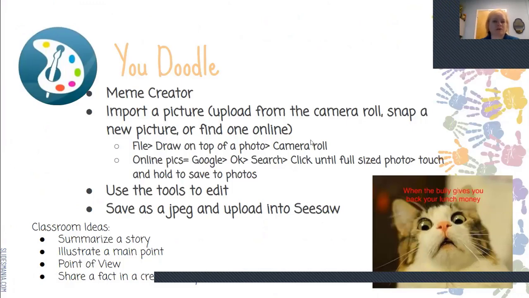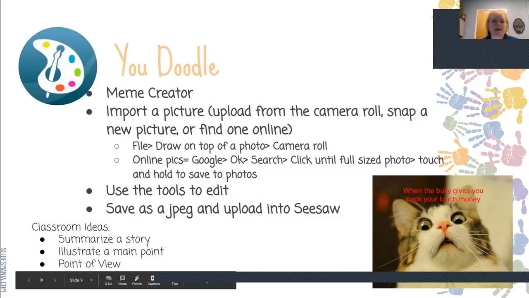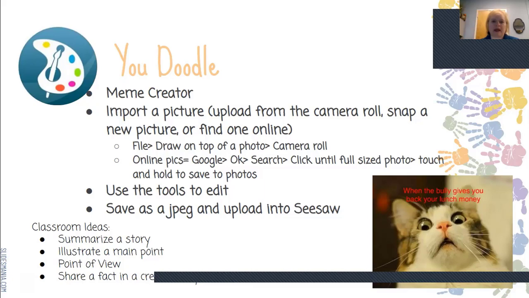But to use UDoodle, you would download the application, then you would open it to import a picture. And you can import a picture 3 different ways. You could upload it from the camera roll. So if you have a picture that you have taken on your camera or on your iPad, you could upload it directly from there. You could snap a new picture from directly inside the app, or you could find one online. And so what we would select is File, and then Draw on top of a photo, and then either pick it from the camera roll or take one there.